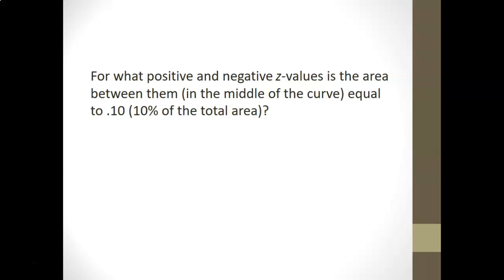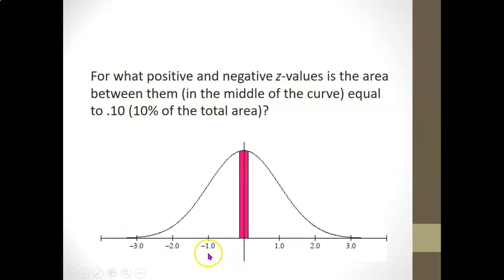Now, one last example. This is a little bit trickier, but we can do it. For what positive and negative z-values is the area between them in the middle of the curve equal to 0.10, or 10% of the total area? So here's what we're talking about. We're marking out 10% of the total area right here in the middle. And so that would be the part that's between, well, someplace here and someplace here.